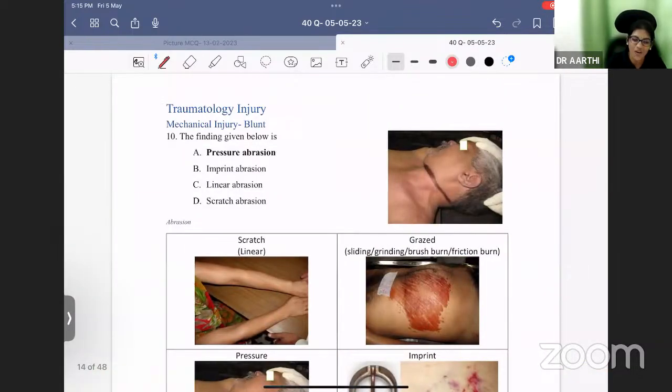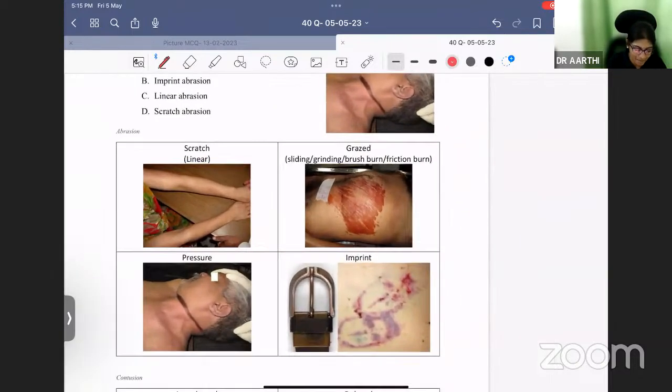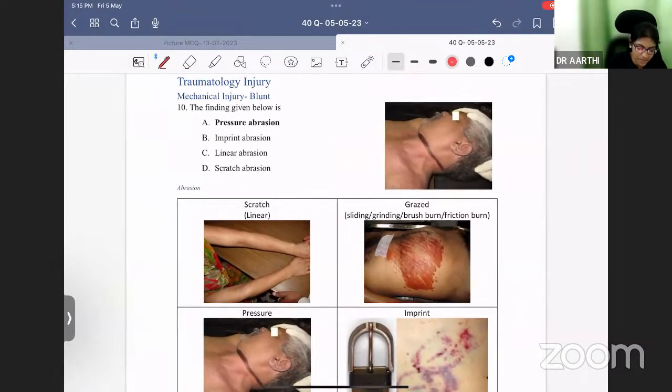Next, traumatology. We have already seen a part of it, but in this particular question, let's see blunt force trauma. The finding given in this picture is a ligature mark, which is an abrasion. In this ligature mark, the force is small, but the duration has been high.